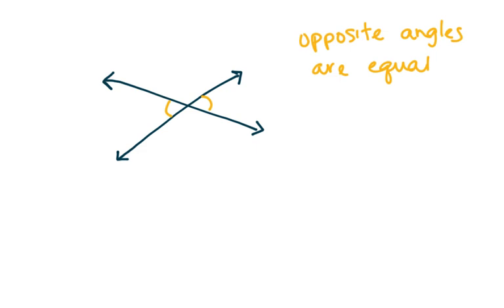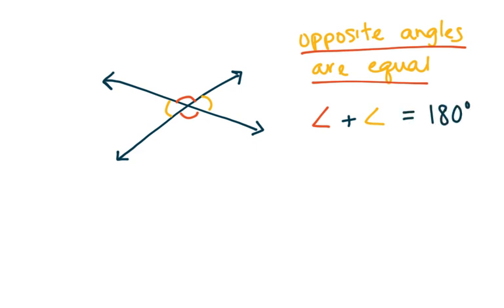So that also means that opposite angles on the other side are also going to be equal. The other thing that I know is that the angles that are next to each other are supplementary angles. So that means my red angle plus my yellow angle is going to equal 180 degrees. So that's some things that we know about when lines intersect.